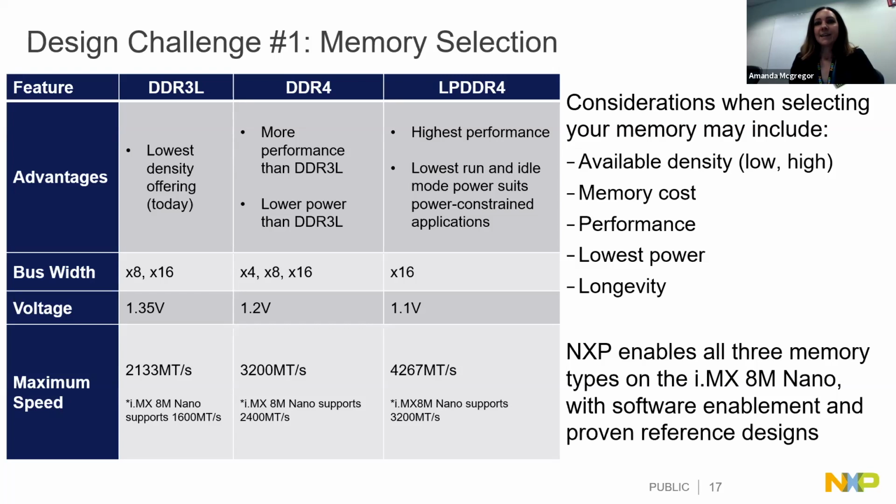You might be looking at 8 gigabit or 1 gigabyte of DRAM, and DDR4 is very prevalent in that space right now. It has better performance than DDR3L. It has some better power management than DDR3L. So that may be a choice that you make to go with DDR4. If you're looking for absolute highest performance and/or absolute lowest power, LPDDR4 would be the choice for you.